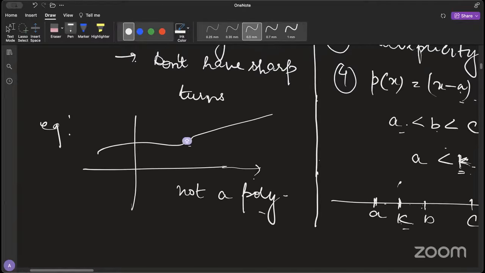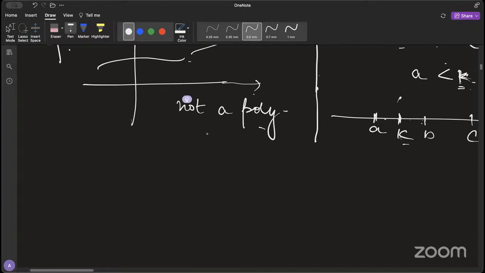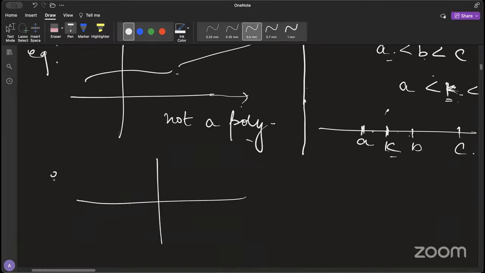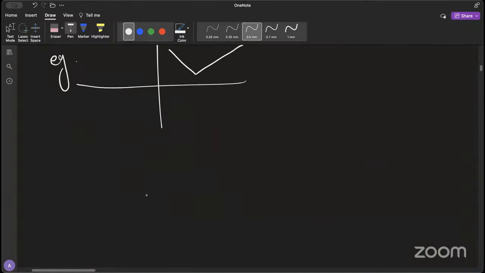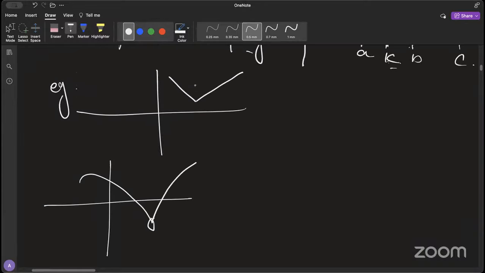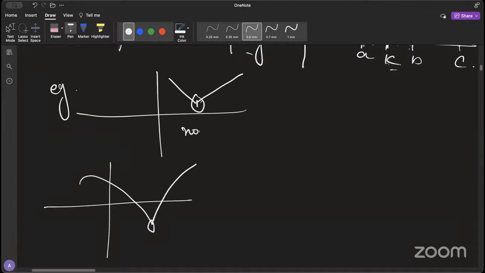And the second thing is, it should not have sharp turns. Sharp turns mean this. It means this. This is a sharp turn where you were going like this and then you suddenly took a turn. That should not happen. So if your graph is like this, or it's like this, that is a sharp turn. This is also considered a sharp turn. So this is not a polynomial, and this isn't a polynomial either.